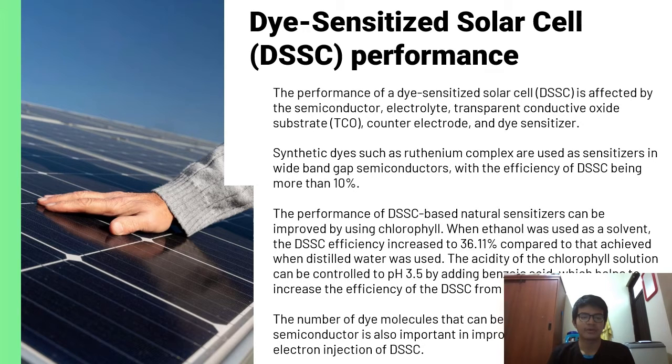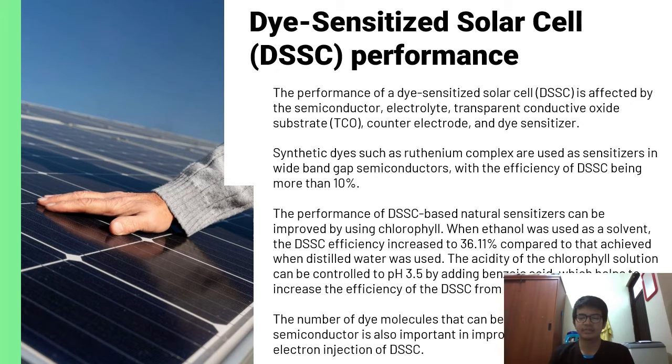When a synthetic dye, such as ruthenium complex, is used with an existing wide bandgap semiconductor, the DSSC efficiency becomes over 10%. Due to the high cost, presence of heavy metals, and complex synthesis processes of synthetic dyes, natural dyes derived from leaves, fruits, and plants are a cheaper option as well as being non-toxic and fully biodegradable.